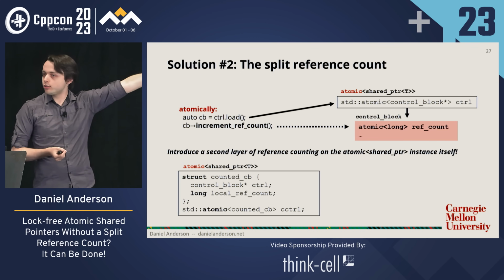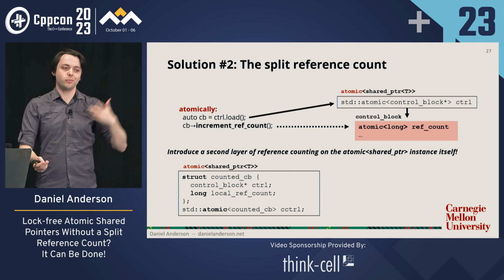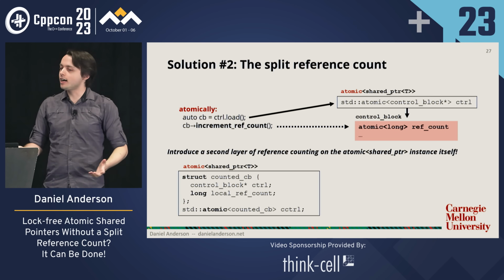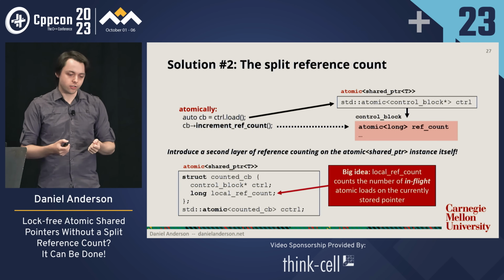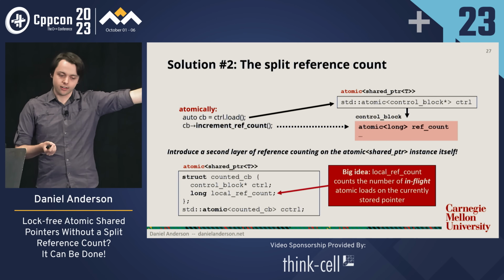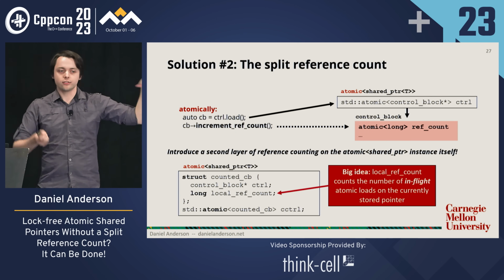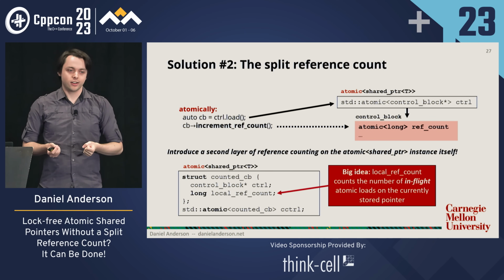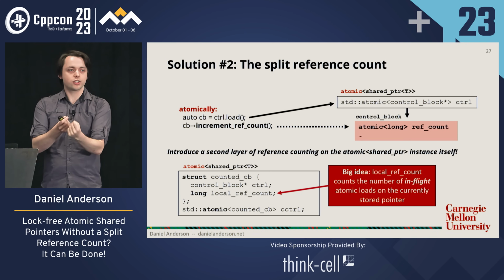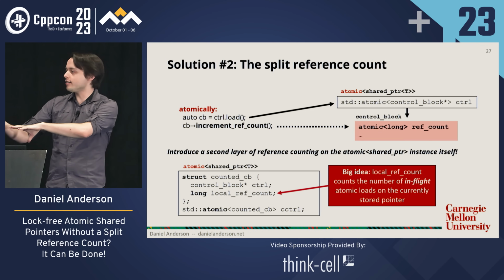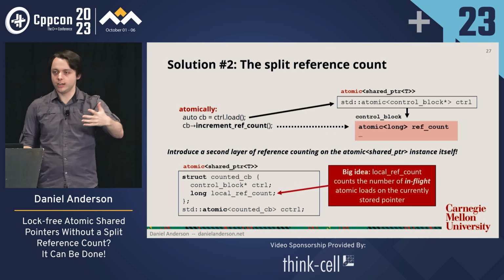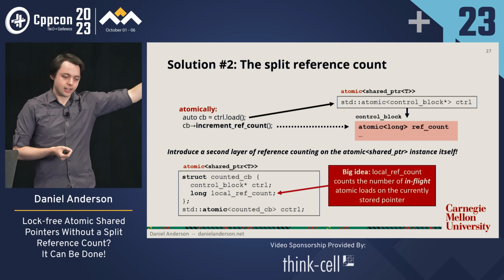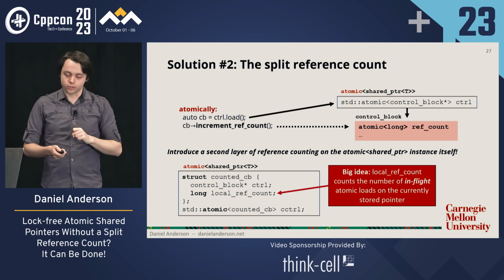Okay, so now if we put these two together in a single atomic, we can atomically do stuff to that. We can atomically read and modify the reference count at the same time because they're in a single atomic. The key idea is that this local reference count is going to count essentially the number of in-flight load operations that are currently happening on that pointer. So this reference count tells us how many loads are currently happening, and the global ref count is just the normal reference count that tells us how many shared pointers we have. That's the big idea: a second layer of reference counting that tells us how many in-flight loads there are. So how do we implement this?